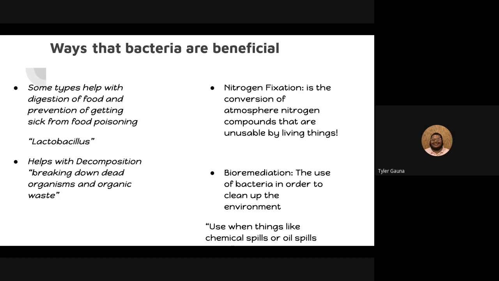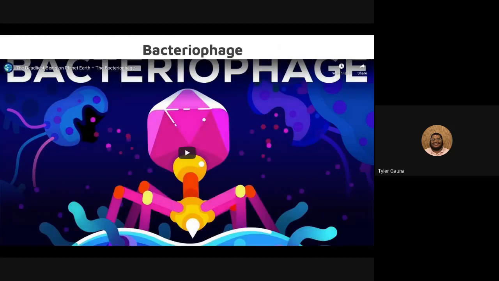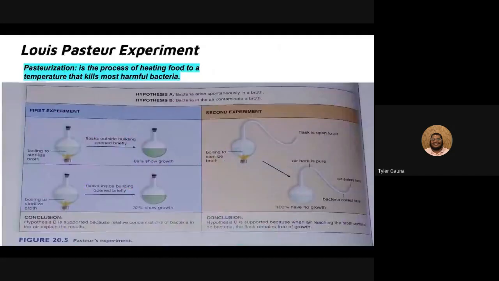Bacteria also help with the decomposition of breaking down dead organisms and organic waste. Nitrogen fixation is the conversion of atmospheric nitrogen into compounds that are unusable by living things. That's also a part of something that you may have heard of in sixth grade, the nitrogen cycle. And bioremediation is the use of bacteria in order to clean up the environment. When they have chemical or oil spills, they use a form of bacteria to help clean that up. We will watch this video at a later date.